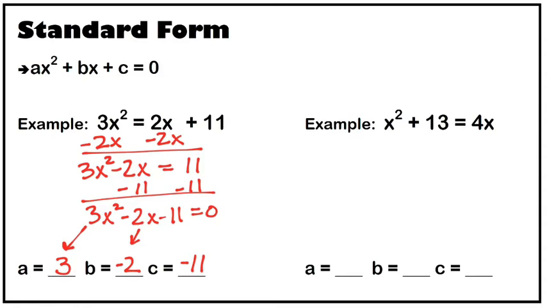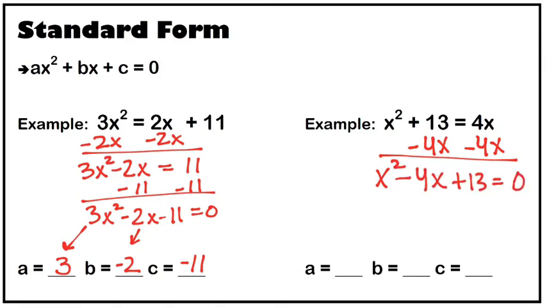So in our next example, I'm going to subtract 4x from both sides. And I'm going to write it in standard form. So that'd be x squared, then minus 4x. Then my constant term always comes last, and that equals 0. So now that is a second degree trinomial, and it's in standard form. My a value is an unwritten 1. My b value is a -4. And my constant term is 13.